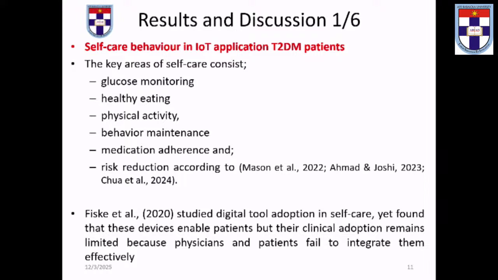Going to the results, self-care behavior in a type 2 DM patient: the key concepts in that area are glucose monitoring, healthy eating, physical activity, behavior maintenance, and medication adherence, according to Massin et al. Some researchers have also studied digital tool adoption in self-care, and they found that these devices are actually effective, but the adoption by the clinicians, the physicians, is the problem that we have.